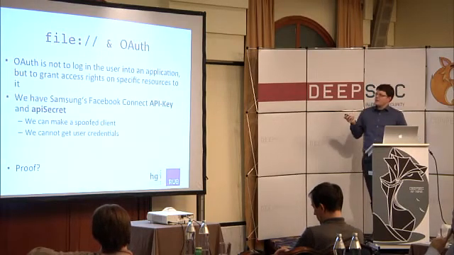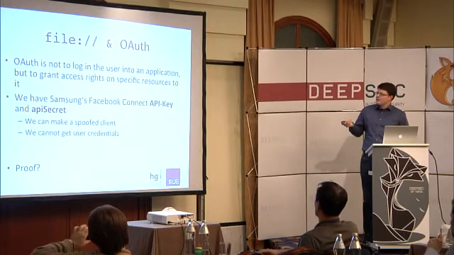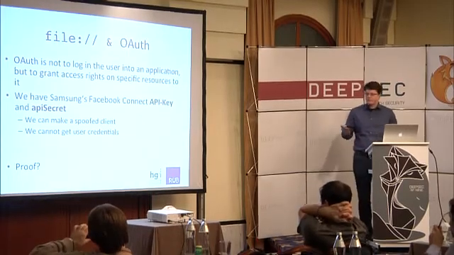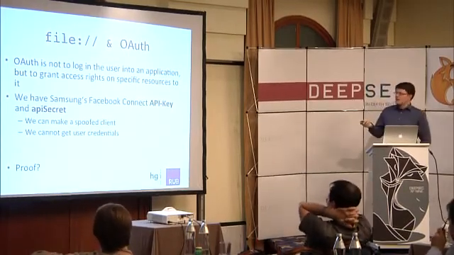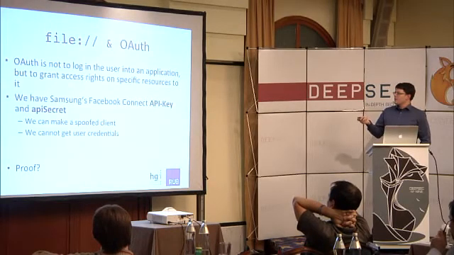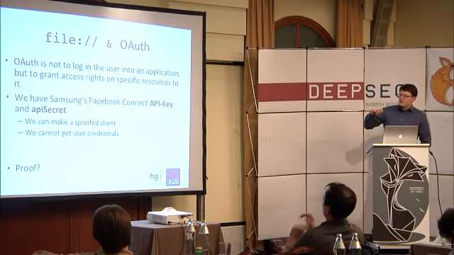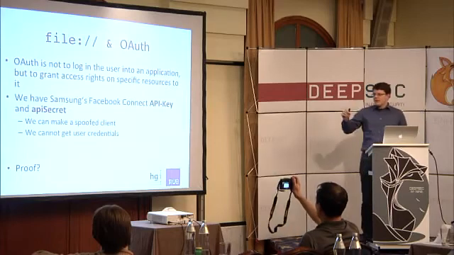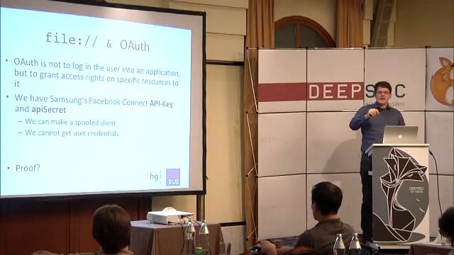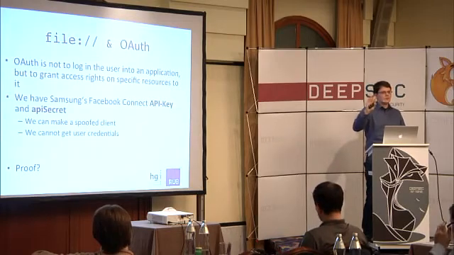What we also found is OAuth. So we were able to read out OAuth API keys and API secrets, for example, from Facebook. And just once again, as a reminder, OAuth is written not to log into the user's internet application, but to grant access rights on specific resources to it. So it grants access rights. Thus, we were able to spoof a client, but we are not able to steal credentials. However, we as an attacker are able to go to Facebook and say, hey, I am Samsung, and I can authenticate as Samsung, which is quite nice.